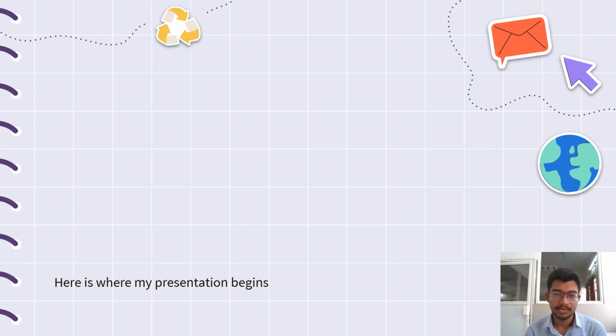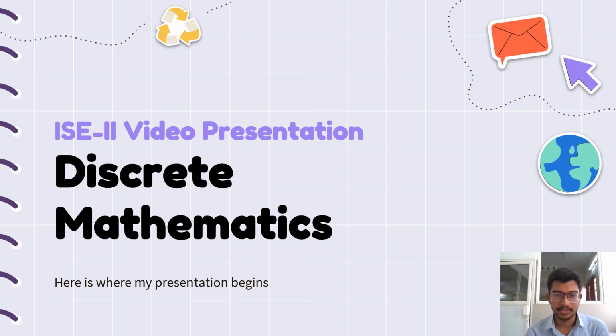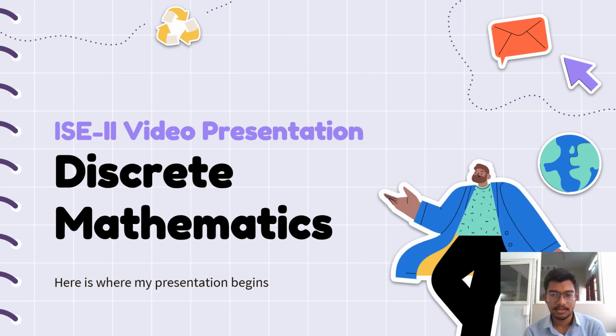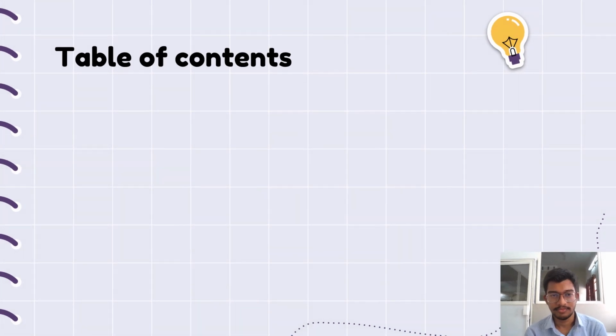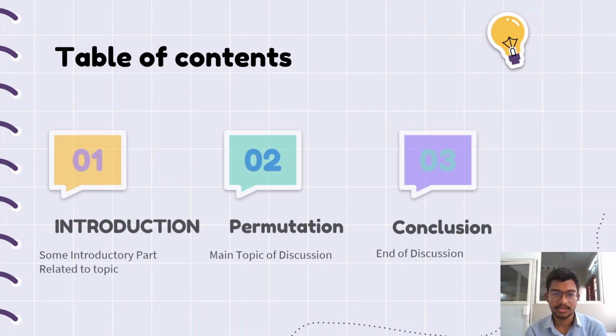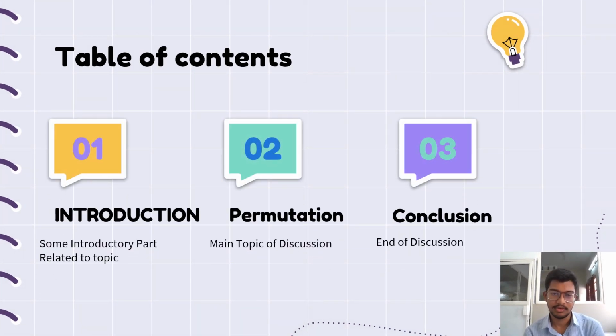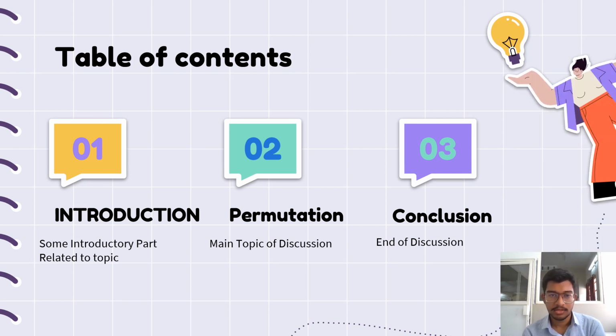B division. So let's get started with my presentation. My topic is the ISE2 video presentation, discrete mathematics. Then we have the table of contents, in which the first one is introduction, the second one is permutation, the main topic, and the last one is the conclusion.